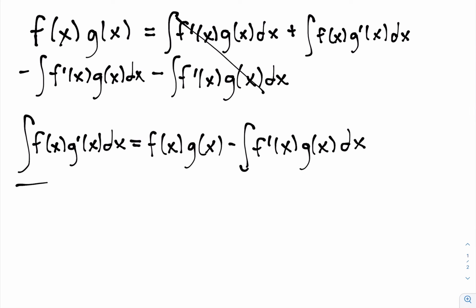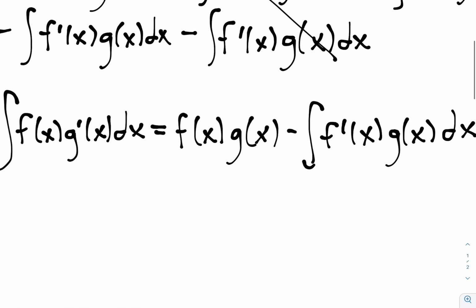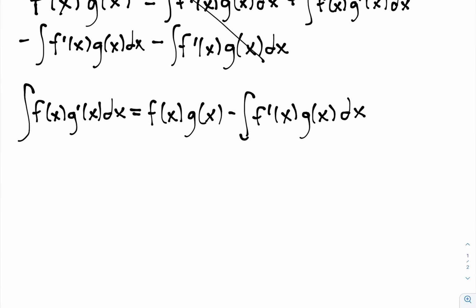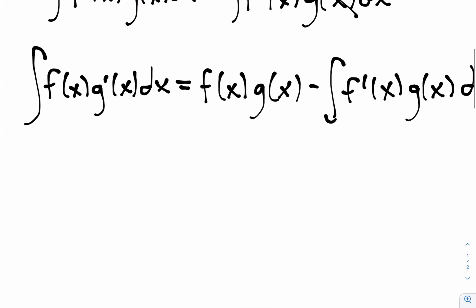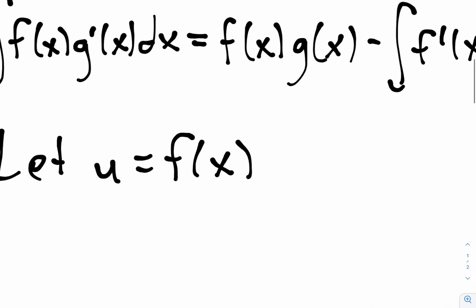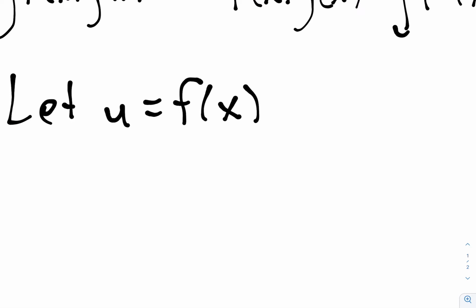So this is technically your formula for integration by parts, but we just made it look a little nicer. Using f of x, g of x, g prime of x, all this is pretty ugly. All we did was let u equal f of x. So if u is f of x, then du by dx is f prime of x. That means du is going to be f prime of x dx.